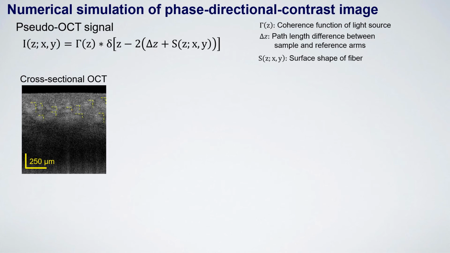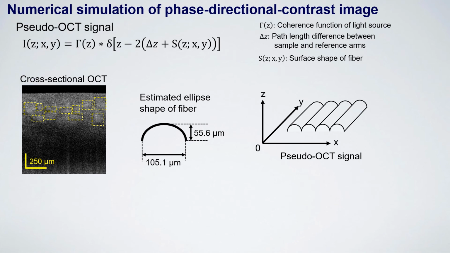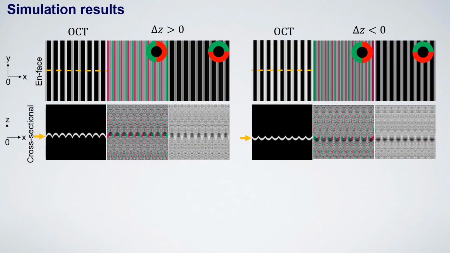In this image, we can see several cross-sections of fibers. And from these fibers, the shape of an elliptical fiber was estimated. From this estimation, we generated a pseudo-OCT signal which has the elliptical shape of the fiber along the x direction, and then created phase directional contrast images by using the pseudo-OCT signal. At the same time, we consider the sign of delta d because it flips the image along the depth direction. Let me show the simulation result.